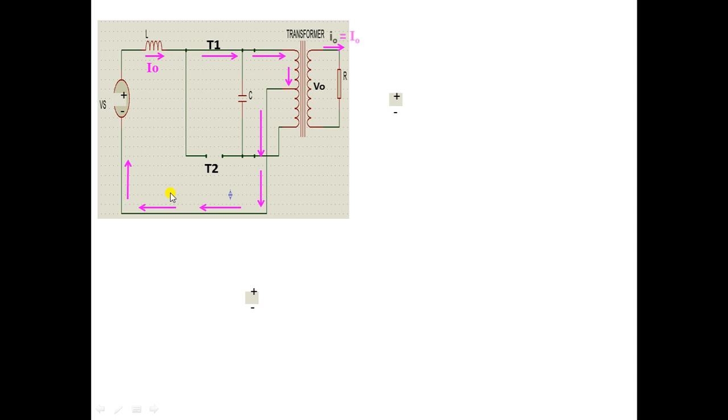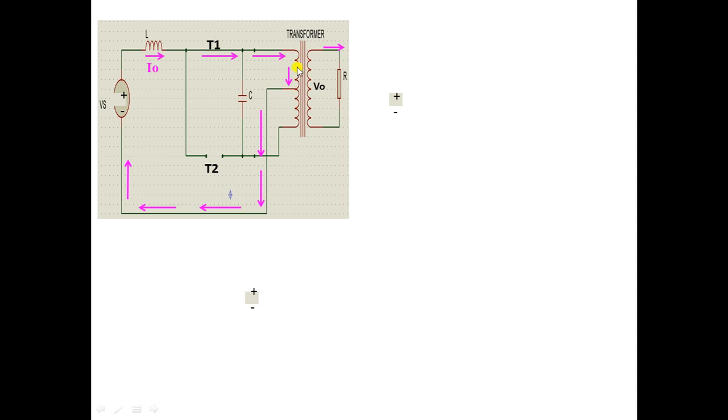Now this current I0 is flowing in the upper half of the primary winding. It produces a magnetic flux here. Because of this current, there is a magnetic flux linked with the upper half of the winding, as well as a magnetic flux linked with the lower half of the primary winding.